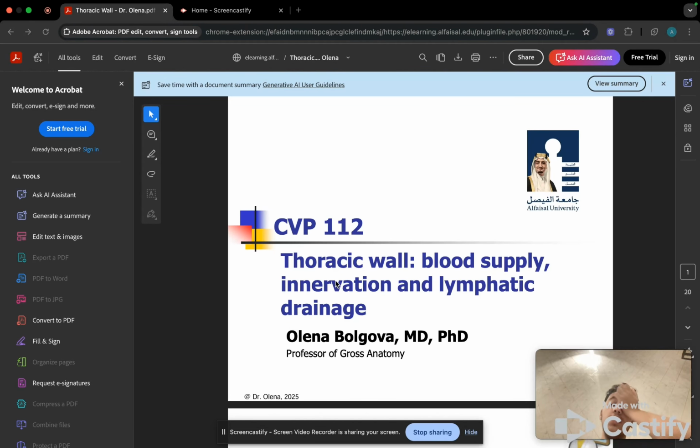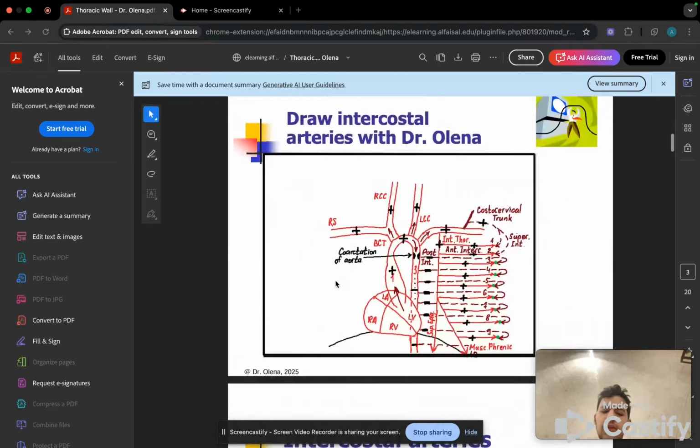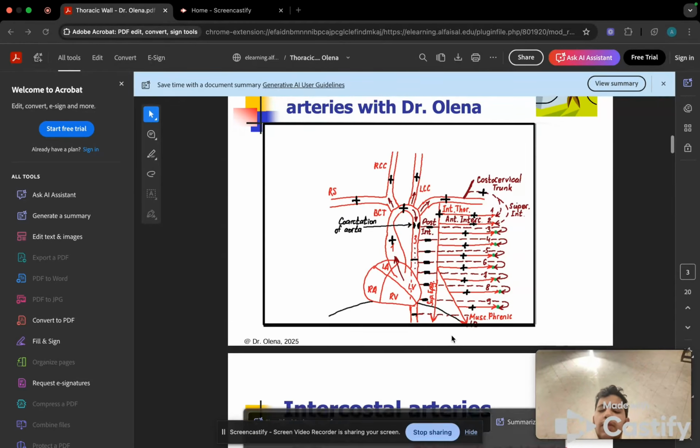اليوم today it's the thoracic wall blood supply for Dr. Olina. So this is gonna be very quick explanation. Inshallah it's gonna be easy. طيب, objectives. No. This is also a drawing. It's a good drawing, but I'll just explain from the slides.